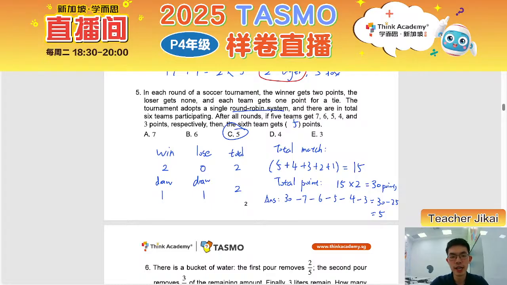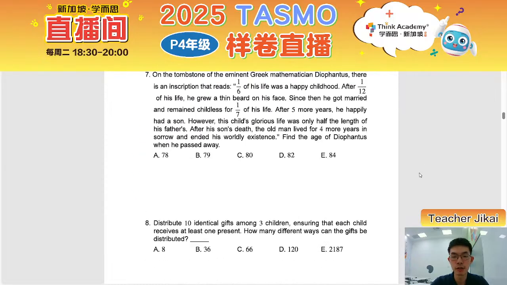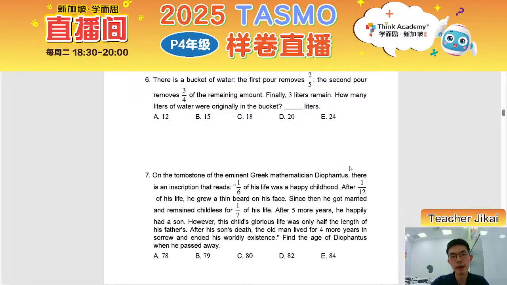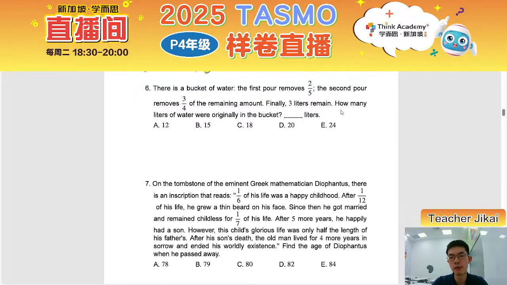Alright, so let's continue. Let's go back to the paper and the sixth question. So we have a bucket of water. First remove 2/5, second remove 3/4, and remaining 3 liters. So this is like the branching method, right? Because we see remaining and something after remaining. So first 2/5 removed. So how many remained? 3/5 remained. And then 3/4 removed. So 1/4 remained. So we know this is 3 liters.